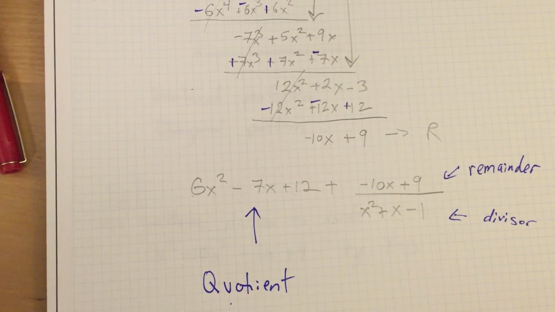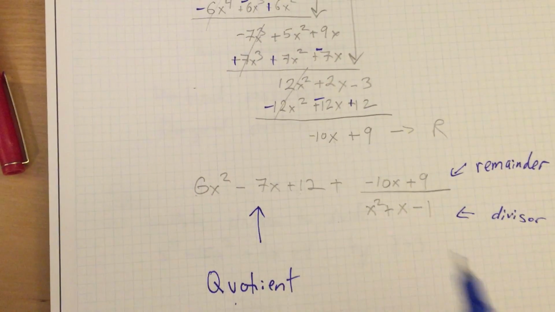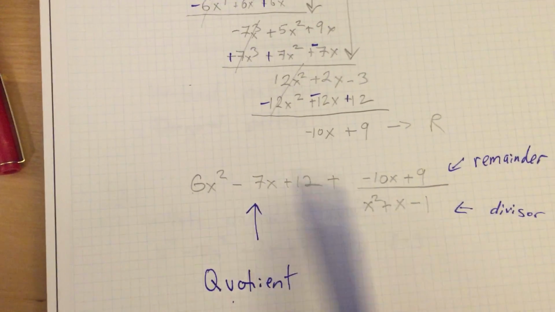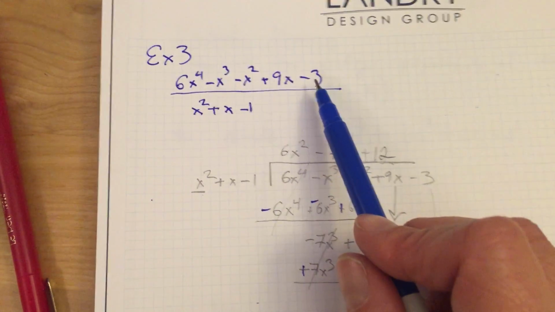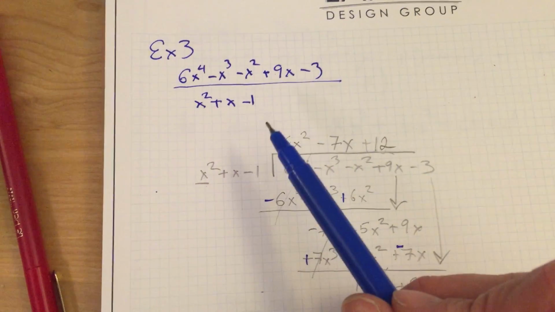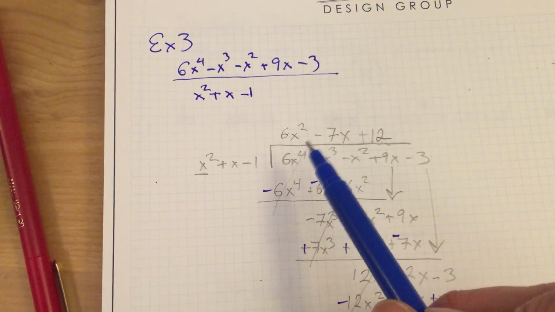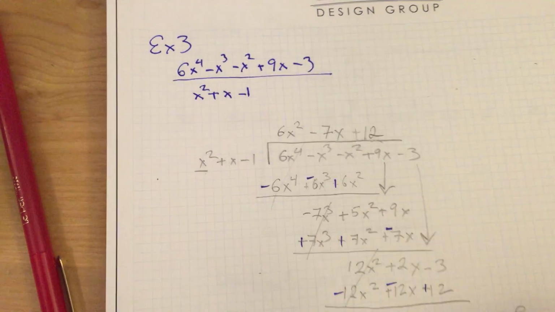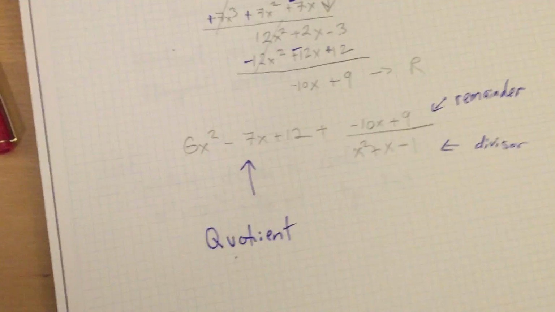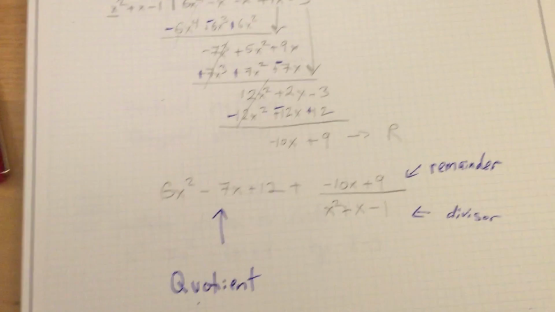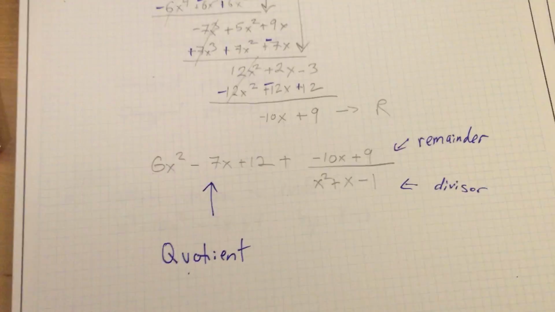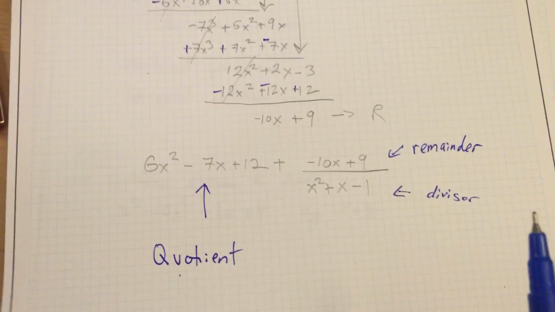Okay, so if I set this equation back equal to what I originally started off with, and then I multiply everything by x squared plus x minus 1, I will get my original numerator, my f of x. That's essentially it. Okay, again, if you have questions, please email me, and I'll get back to you hopefully right away.